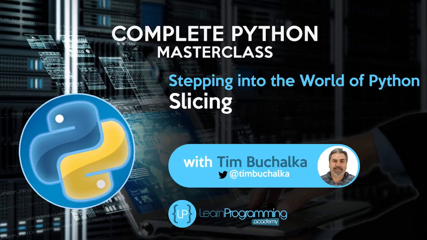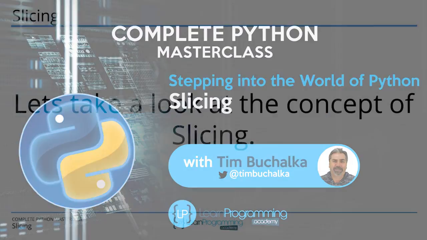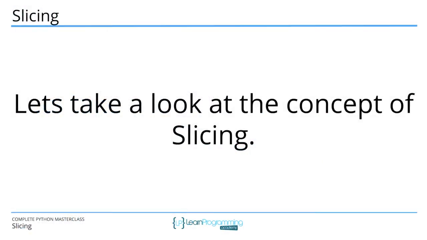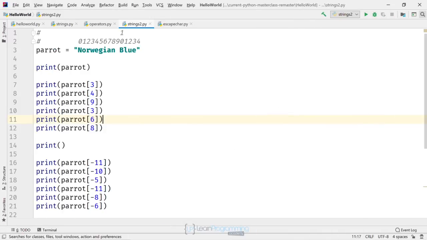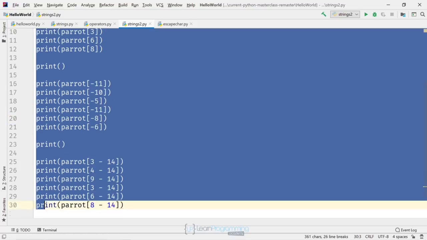Python's sequence types let you create a slice. The only sequence type we've looked at so far is the string type, so let's continue with our strings2 program. What I'll do is delete all the code except for the comment and the parrot definition, so let's go ahead and do that.